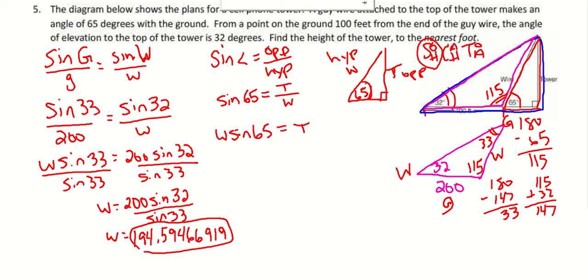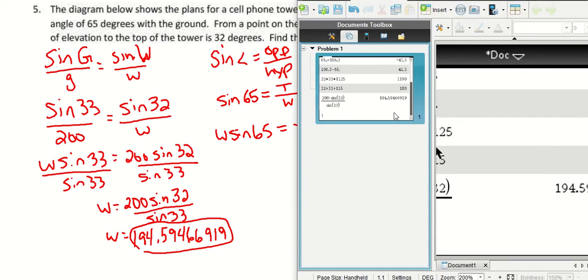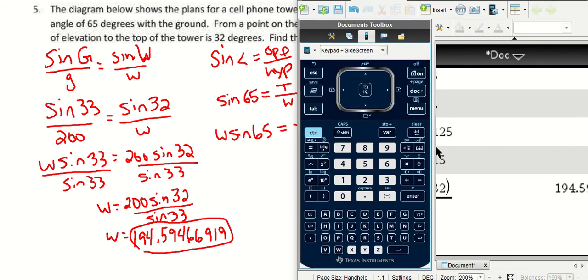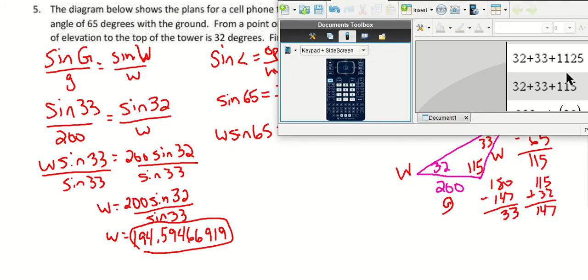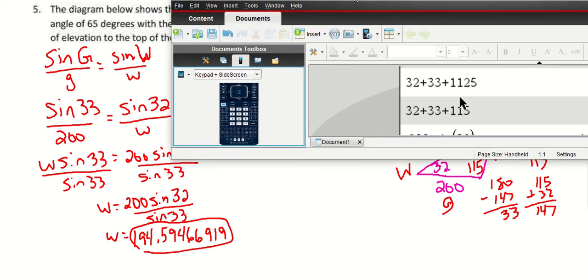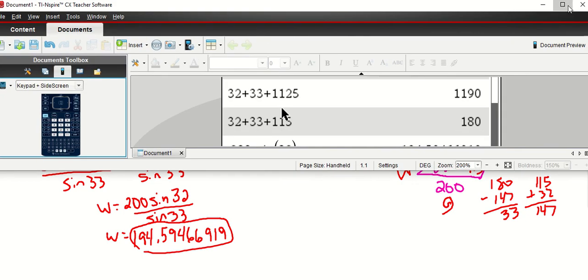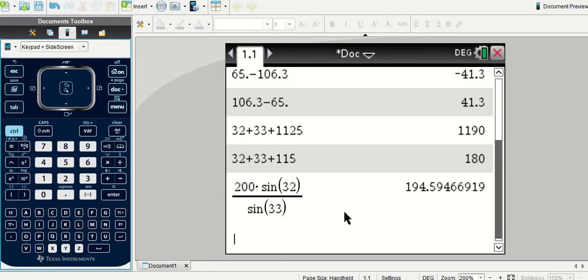All right, so now we're going to take our calculator. Remember, we already have the last number in there already, right? We already have that 194.594. It's already programmed in our calculator. It's right there. So all I have to do is press the up arrow.